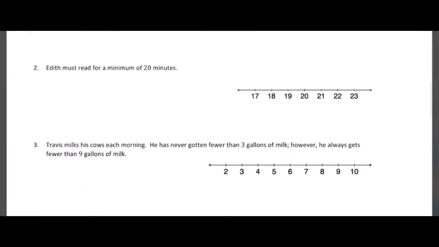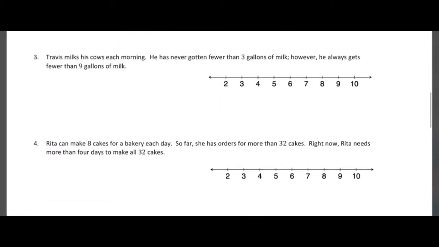All right, let's look at Edith. Edith must read for a minimum of 20 minutes. Must read. Okay, so minimum tells me I have to read at least 20 minutes, but it could also be bigger. So X is greater than or equal to 20. Minimum tells me that I could include 20. You can include 20, but it needs to at least be bigger. So I have a closed dot on 20, and then it's all of my minutes going to the right of 20 because X is greater than or equal to 20.